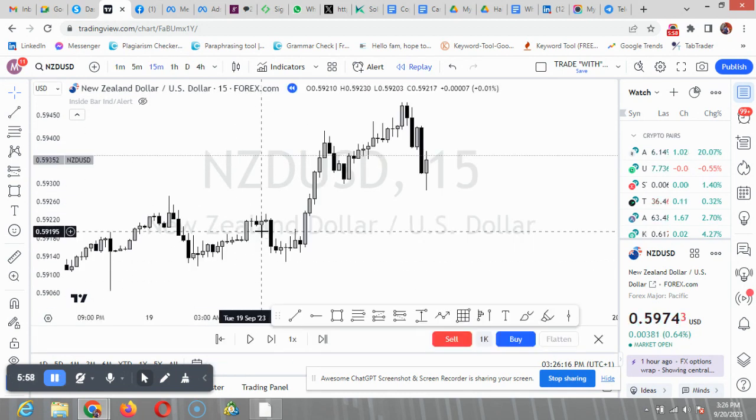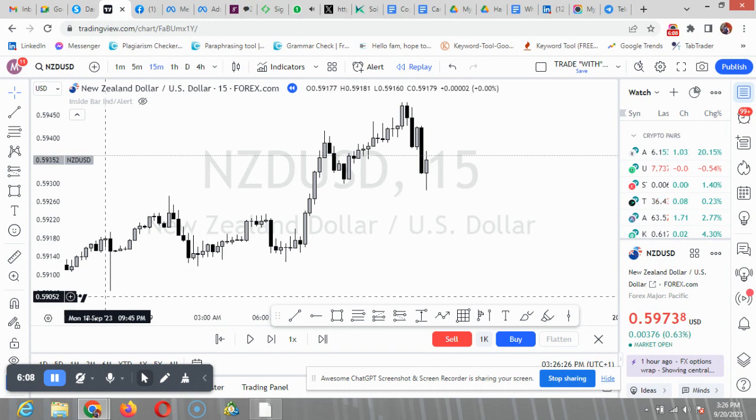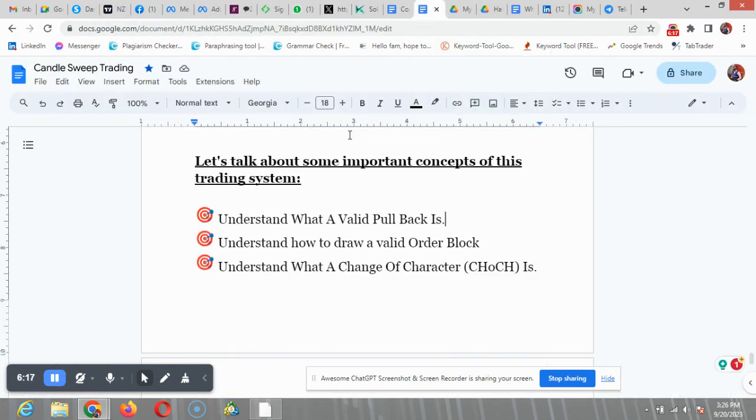All right. So what makes a valid pullback? For there to be a valid pullback, the previous high or low of the candle must be taken. But let me take that again. What makes a valid pullback? All right. What makes a valid pullback?